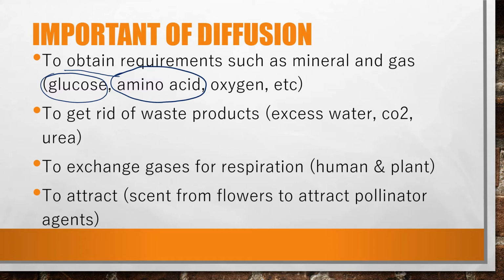Another important of diffusion is we can get rid of waste product. Get rid ini maksudnya nyah ataupun mengeluarkan, okay, ataupun membuang. Waste product adalah produk-produk yang kita tidak perlukan. Produk yang kita tidak perlukan dalam badan kita. Okay, contohnya paling mudah adalah seperti air.